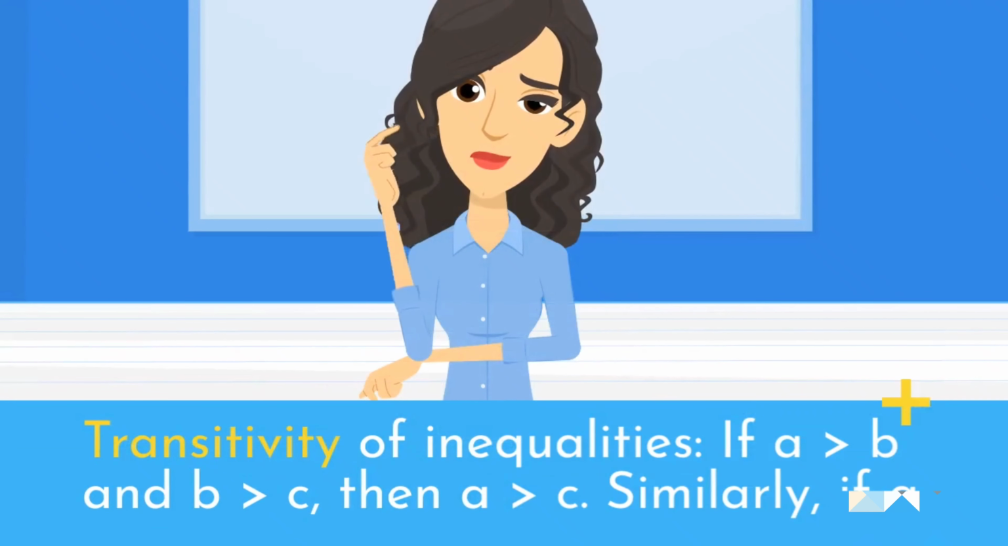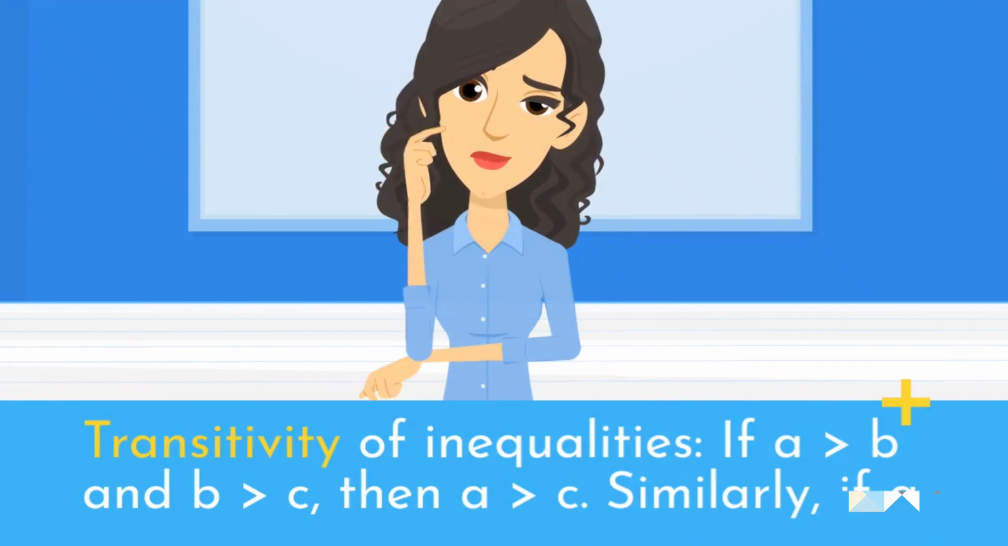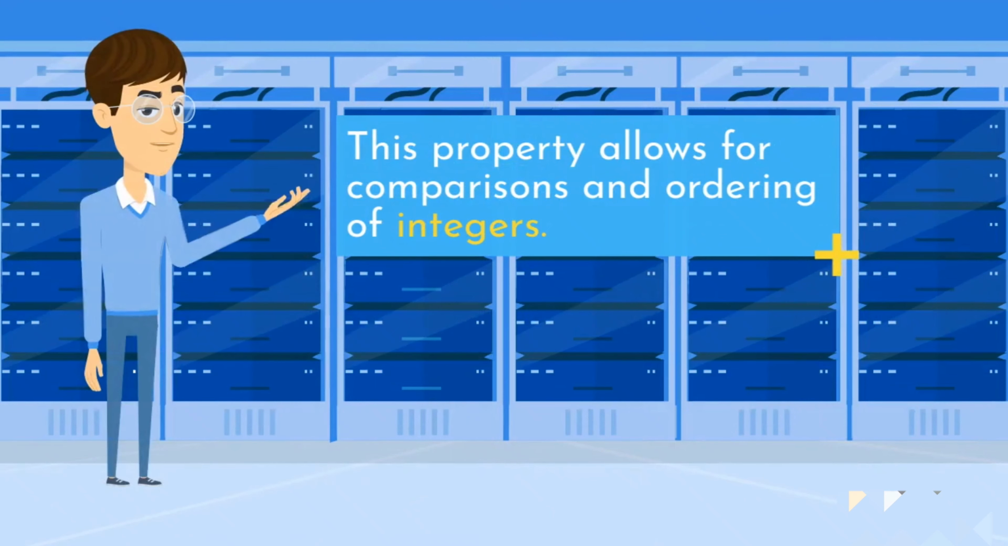Transitivity of inequalities. If a is greater than b and b is greater than c, then a is greater than c. Similarly, if a. This property allows for comparisons and ordering of integers.